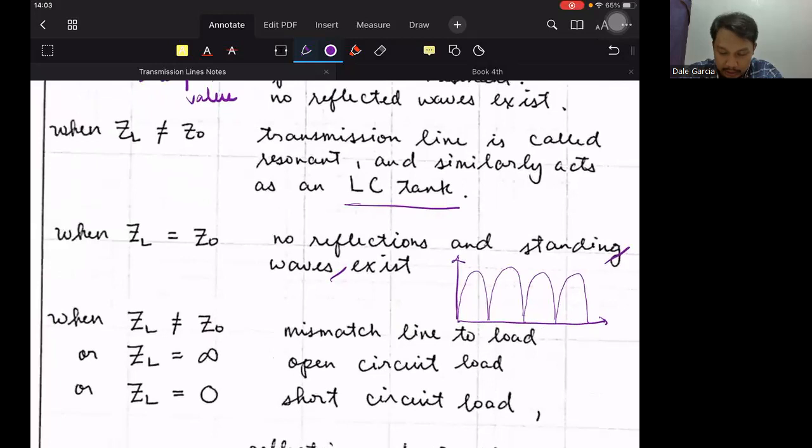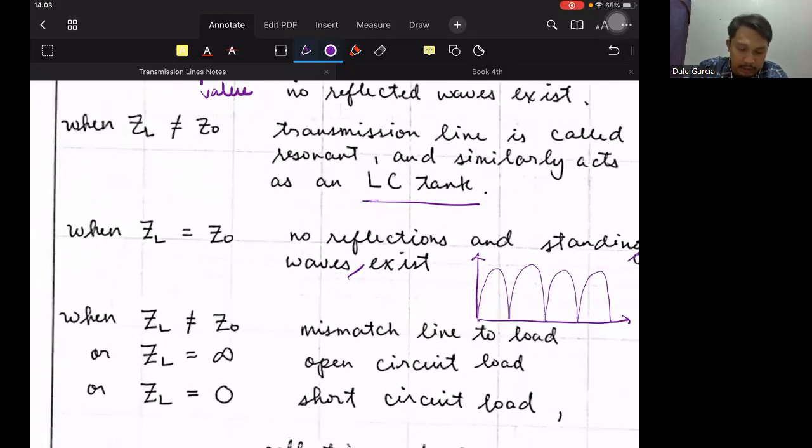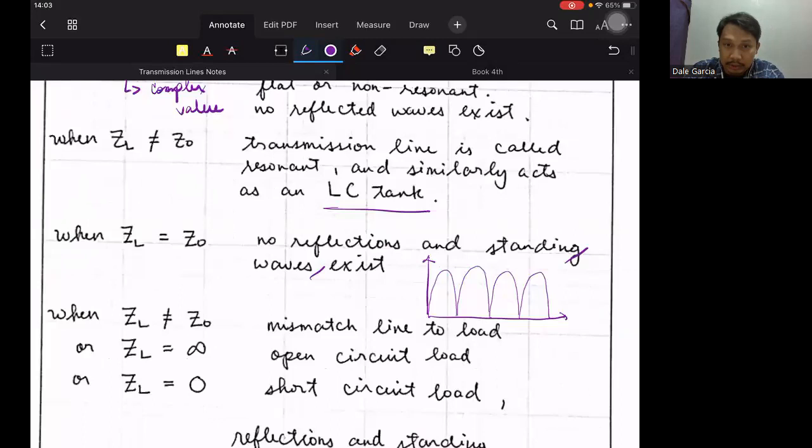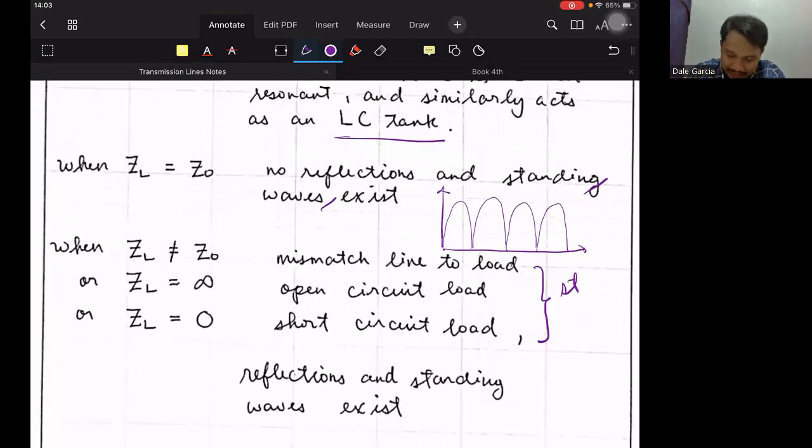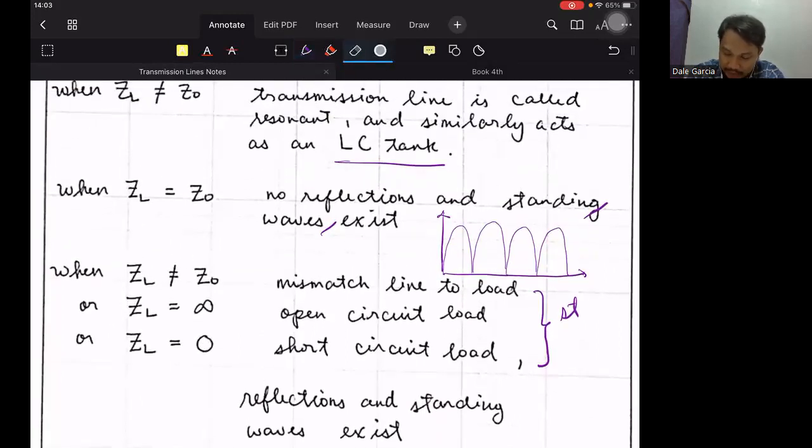So this is what we want. This is what's ideal when ZL is equal to ZO. For the other conditions, when ZL is not equal to ZO, or when ZL is infinity, or when ZL is equal to 0, that is when, in these incidences, reflections and standing waves exist.